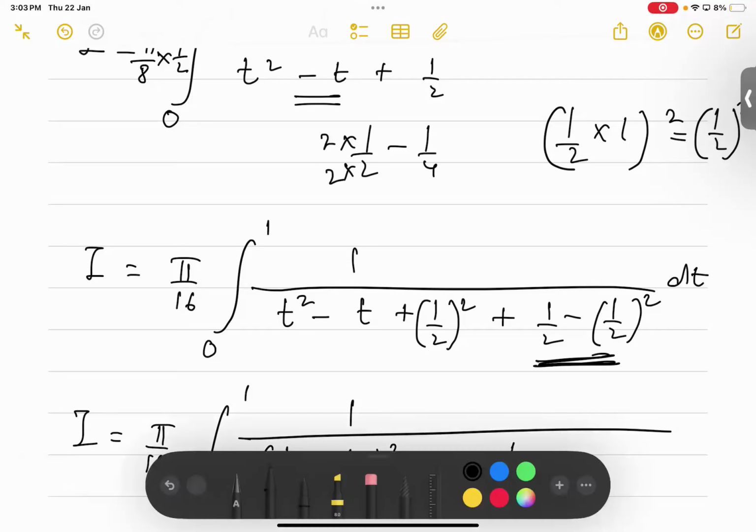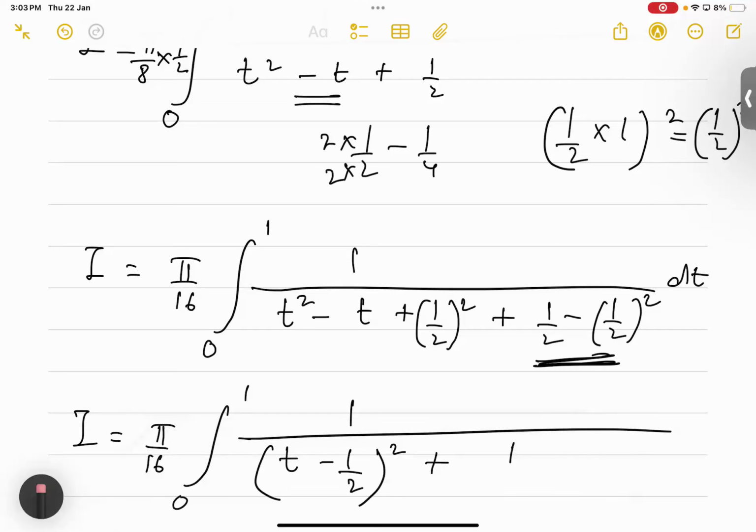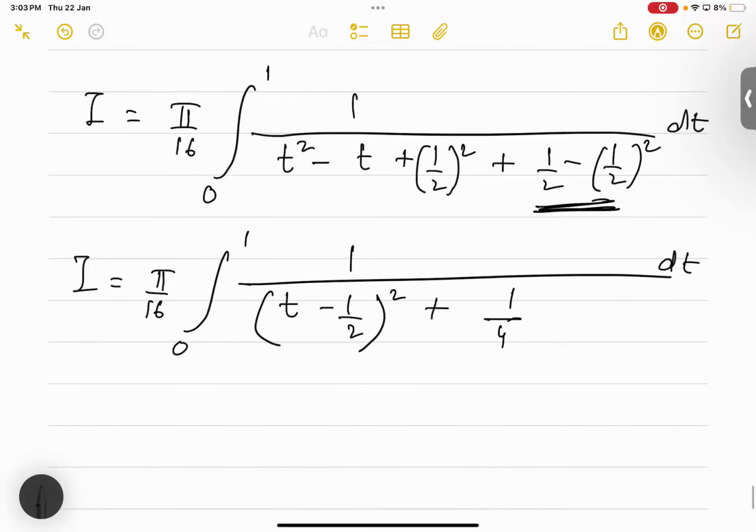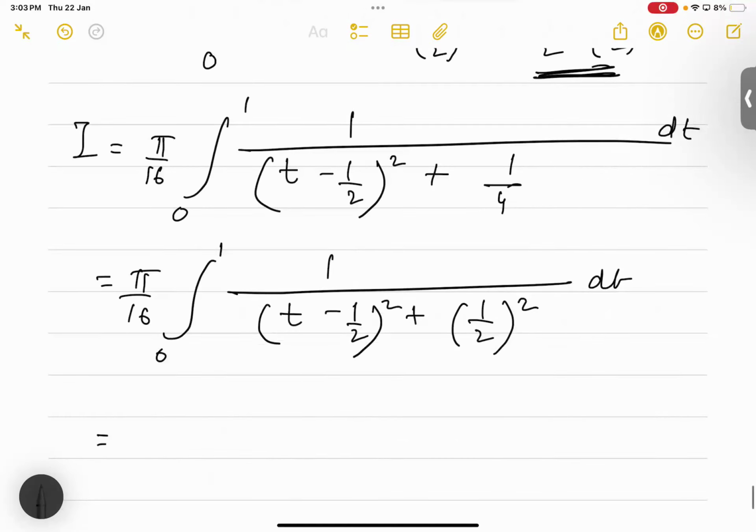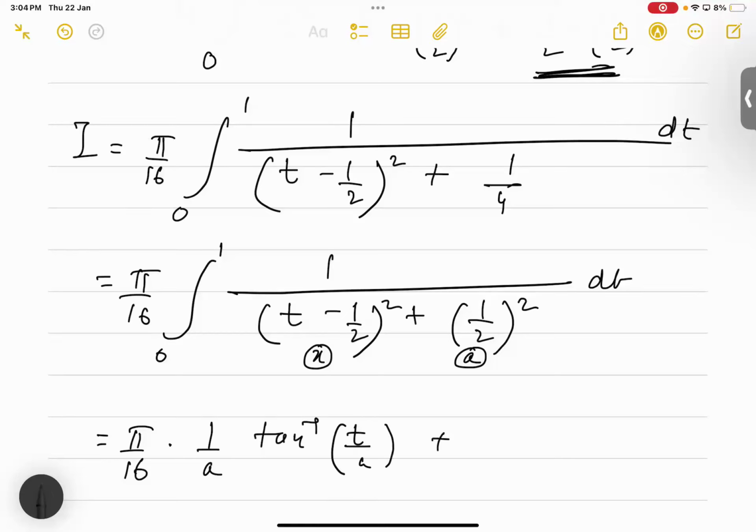Somebody said half. Correct. So yes, it is 1 by 4. Pi by 16, t minus half the whole square plus half square. t and a: what is 1 upon t square plus a square? 1 by a tan inverse t by a plus C. We won't write plus C in definite integrals, 0 to 1.